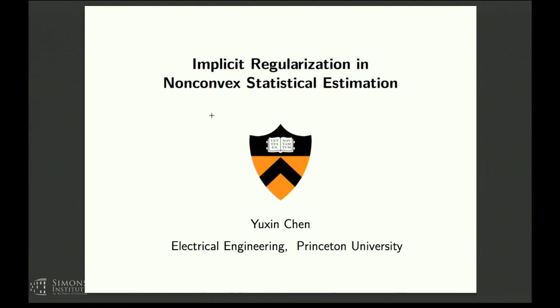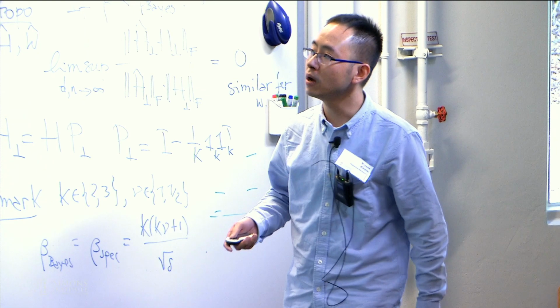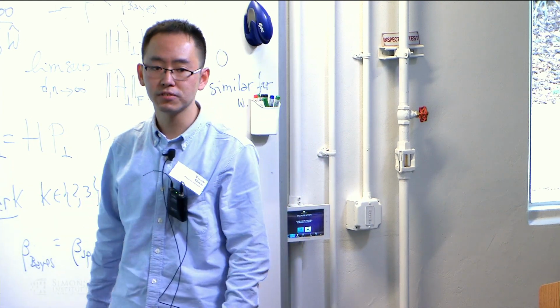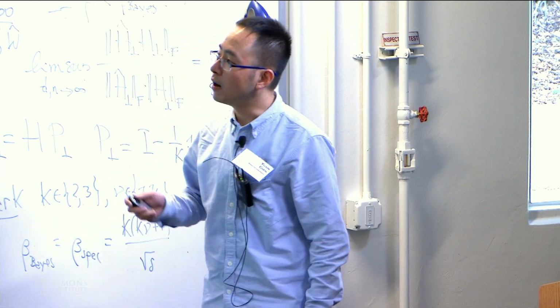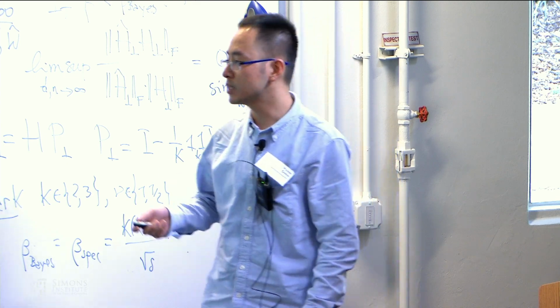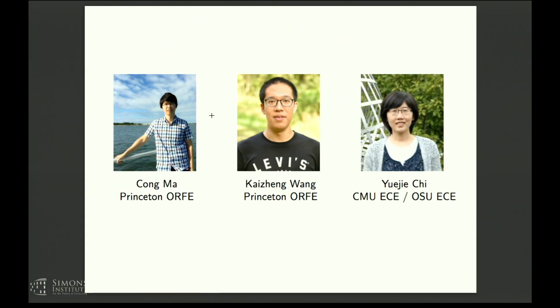Today my talk is about an example of a very interesting phenomenon happening in a lot of non-convex optimization algorithms. And this is joint work with Cong Ma and Kaizheng Wang from Princeton, and Yuejie Chi from Carnegie Mellon.